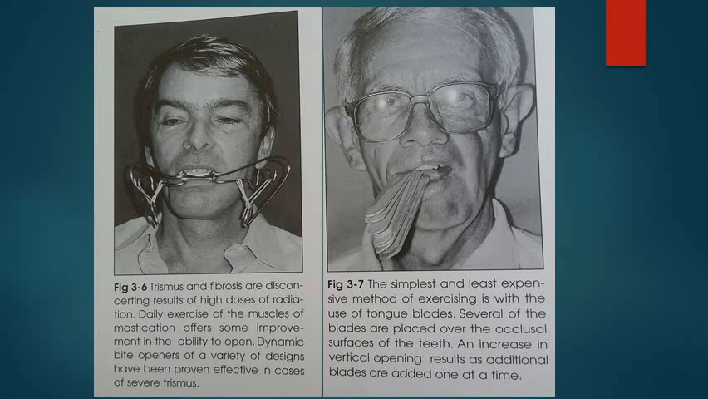A very simple appliance is placing tongue blades between the patient's posterior teeth and keeping them for like 5 or 10 minutes every hour, and when the mouth opening increases you add more tongue blades. Here in figure 3.6 you will find a dynamic mouth opener, and it's also very effective for decreasing trismus and increasing mouth opening.